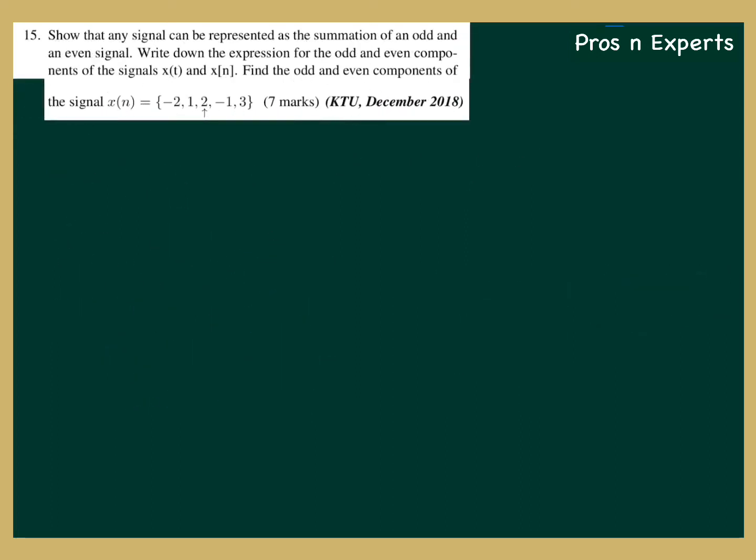That's the next question. Show that any signal can be represented as the summation of an odd and an even signal. That's the first part. Then write down the expression for the odd and even components of the signal x of t and x of n. And finally, find the odd and even components of the given signal x of n. Alright, let us start with the second part first. Here we have the question: write down the expression for the odd and even components of the signal x of t and x of n.